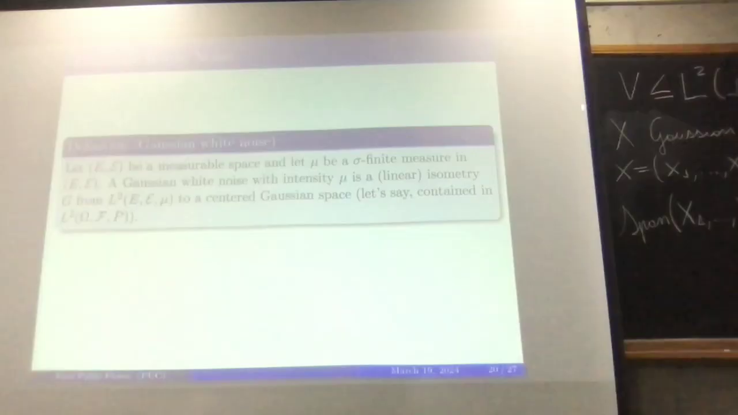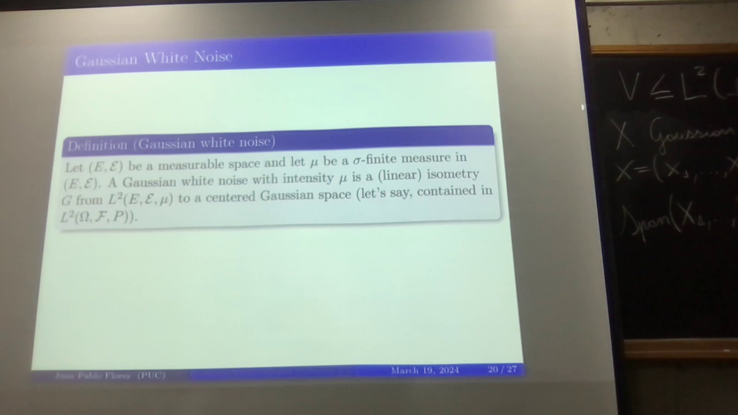The last topic of this presentation, I think I can record it, is the concept that we want to define, that is Gaussian white noise. So we are going to have a measurable space E with a calligraphic E sigma algebra, and take a sigma finite measure mu. This says that we can cover E by sets of finite measure. A Gaussian white noise with intensity mu is, the book says, an isometry, and I think it means a linear isometry from L2 of this measurable space with this measure to a centered Gaussian space.